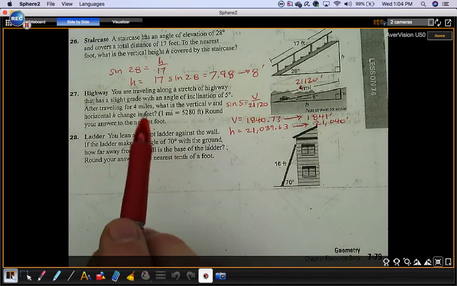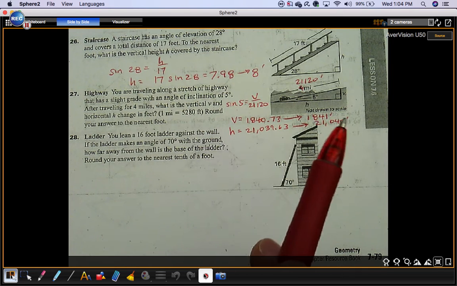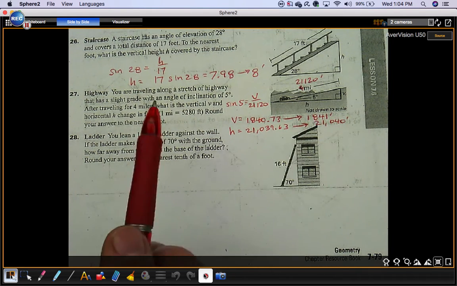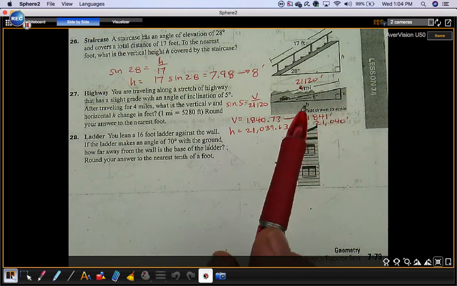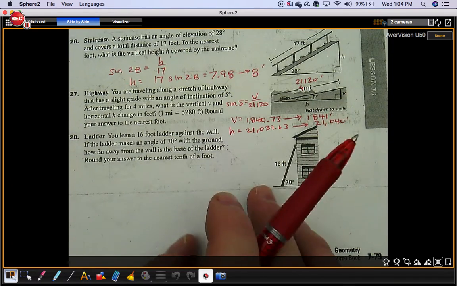So that one was a little more involved. We had to do conversions first, or you could have done it last, didn't really matter, and then find 2 sides of a right triangle.